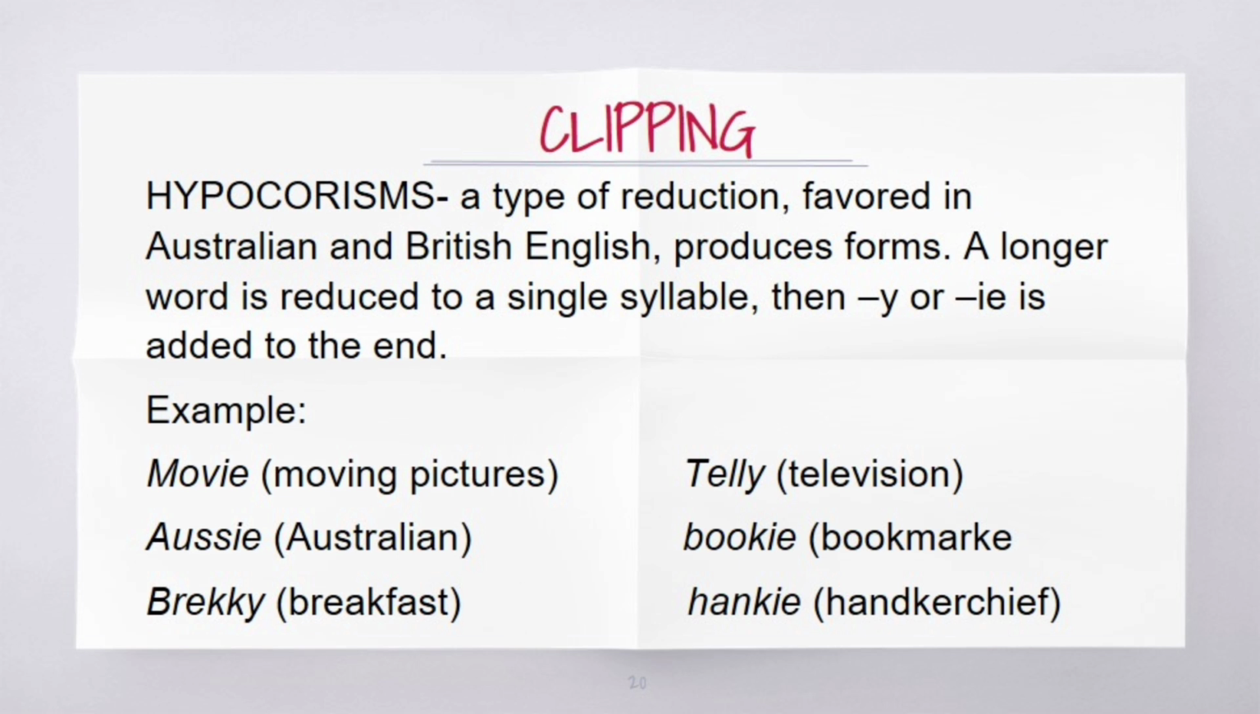Hypocorisms. It is a type of reduction favored in Australian and British English. A longer word is reduced to a single syllable, then y or ie is added to the end. For example, movie for moving pictures, telly for television, Aussie for Australian, bookie for bookmaker, brekkie for breakfast, hanky for handkerchief.